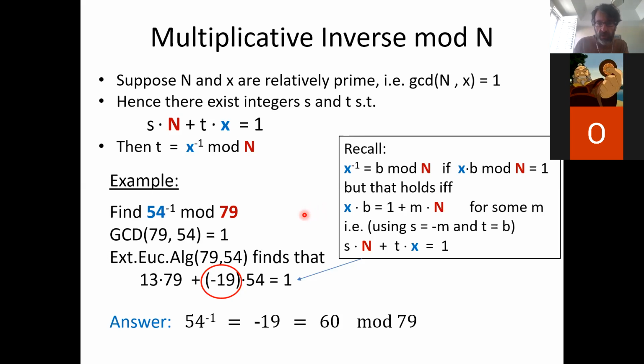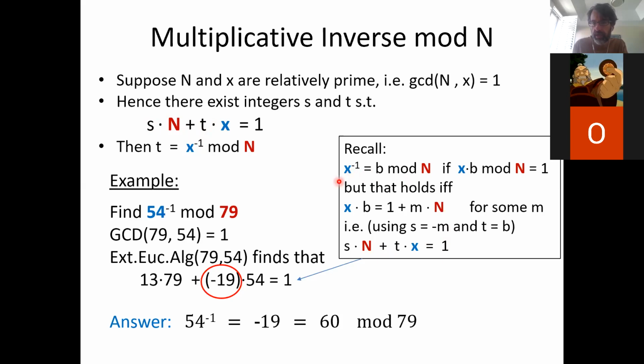So, coming back to the slide, the extended Euclidean algorithm for n and x inputs gives me these s and t coefficients, and the t coefficient is the multiplicative inverse of x mod n. And why is that? This is the explanation.